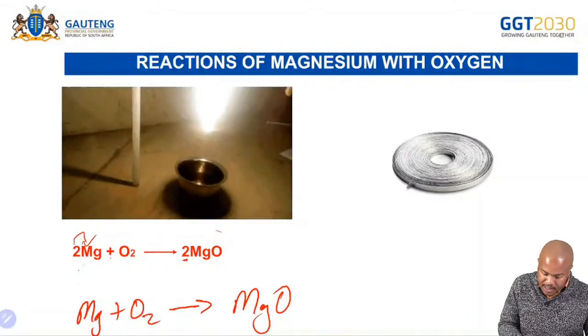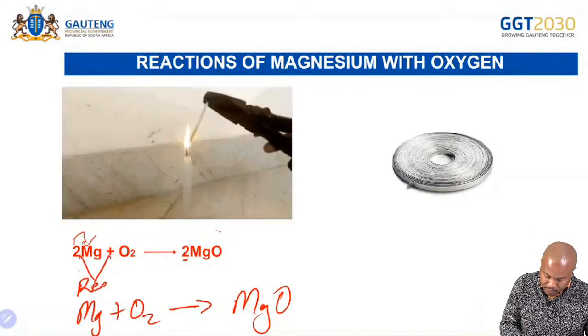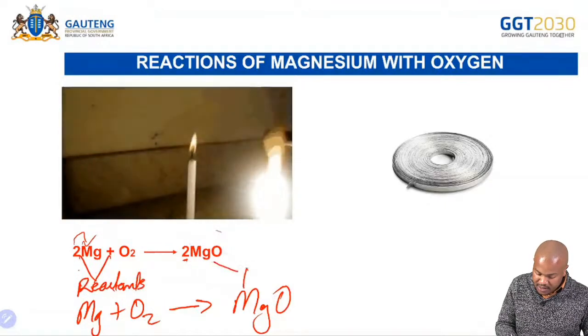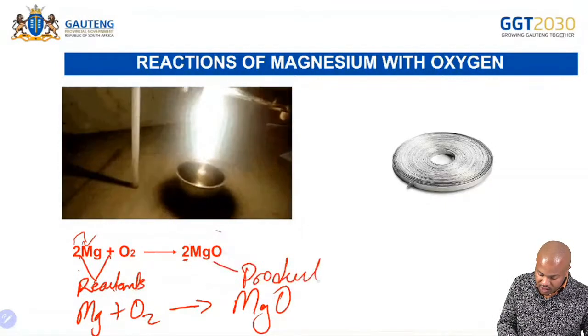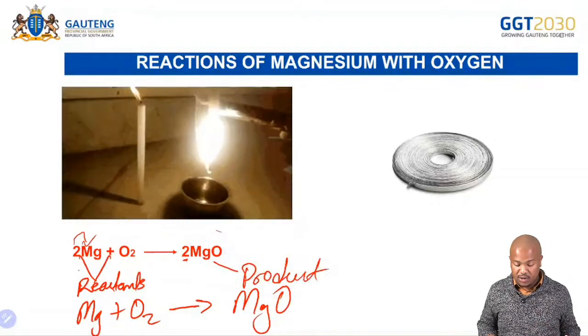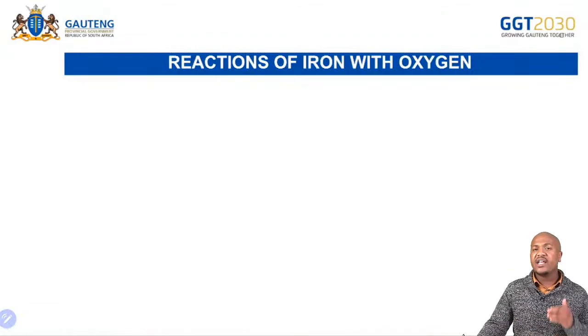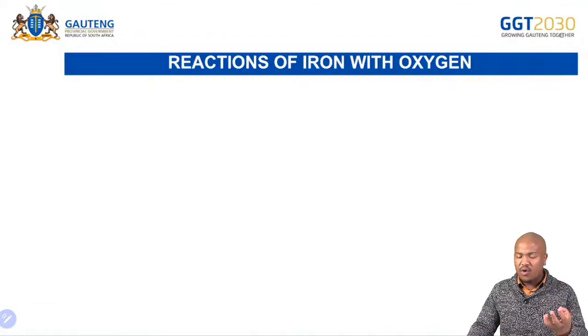These are our reactants, right? They react with each other to form this product, which is 2 magnesium molecules in this case. So now, let's move on. Let's look at the reactions now of iron with oxygen.